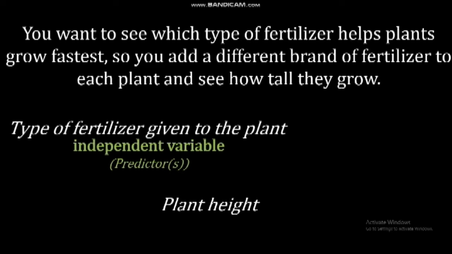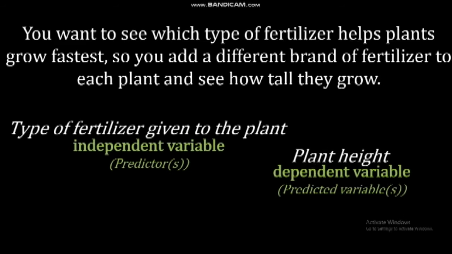Next, we have the plant height. Plant height is our dependent variable. We can say that dependent variables are the type of variables that are completely dependent on the independent variable. The other name for the dependent variable is the predicted variable. The dependent variables are named as such because they are the values that are predicted or assumed by the predictor or independent variables.